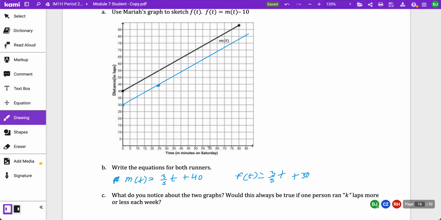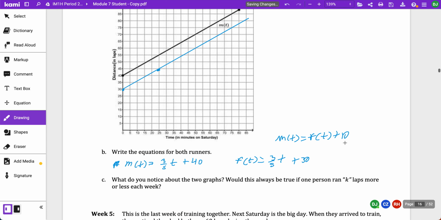Now it didn't say anything about building it off, and since I already built off f of t is equal to Mariah's minus 10, I guess technically, since it doesn't specify, we could have m of t is equal to f of t plus 10. So that would also be an acceptable answer.